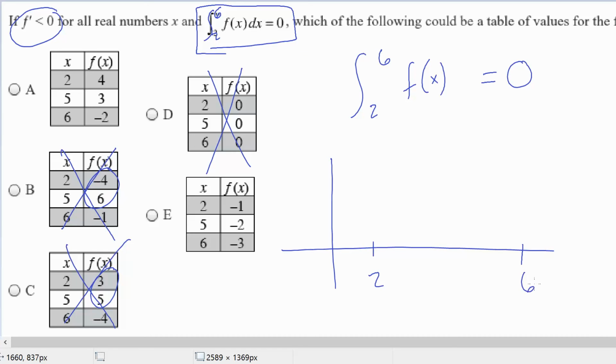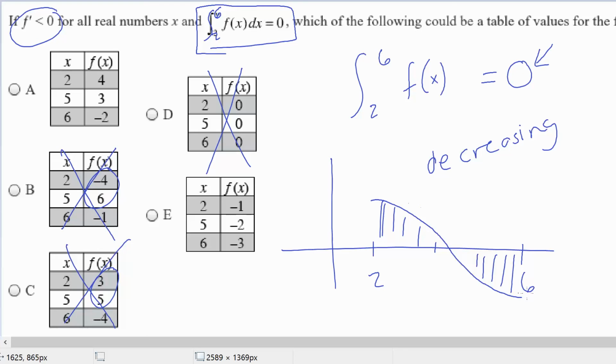For that area to be equal to 0, it would have to go from positive to negative, because these areas would have to cancel out and add to 0. And I have to draw it like that because it is decreasing. So this function is decreasing, but it definitely has to start positive in order to decrease and have all the area add to 0. So which one, of course, is that?